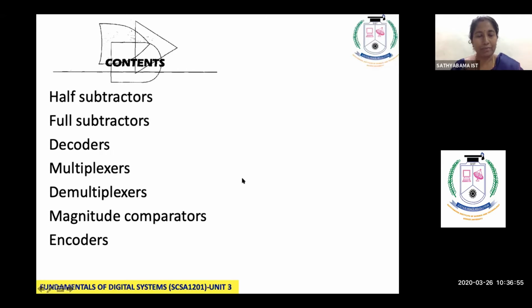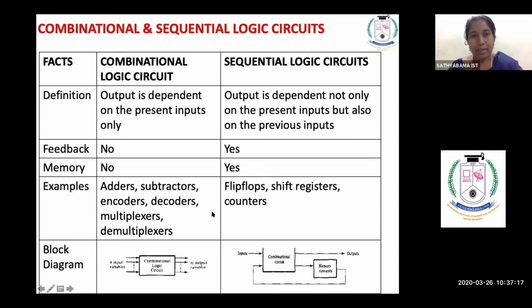So today we will be learning about half subtractors, full subtractors, decoders, multiplexers, demultiplexers, magnitude comparators and encoders. So when I listed all this, you may be afraid, oh my God, our ma'am is going to teach all this. Actually, they all belong to only one type. They are all combinational logic circuits.